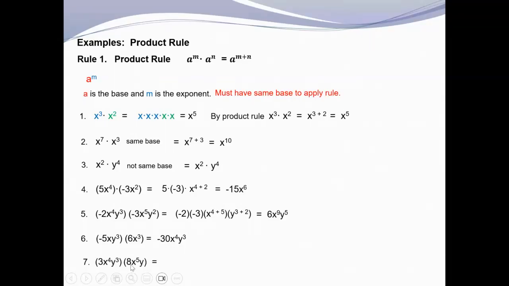Number 7, right? 3 times 8 is 24. x to the fourth times x to the fifth will give us x to the ninth. And y cubed times y to the first power will give us y to the fourth. There's my result.